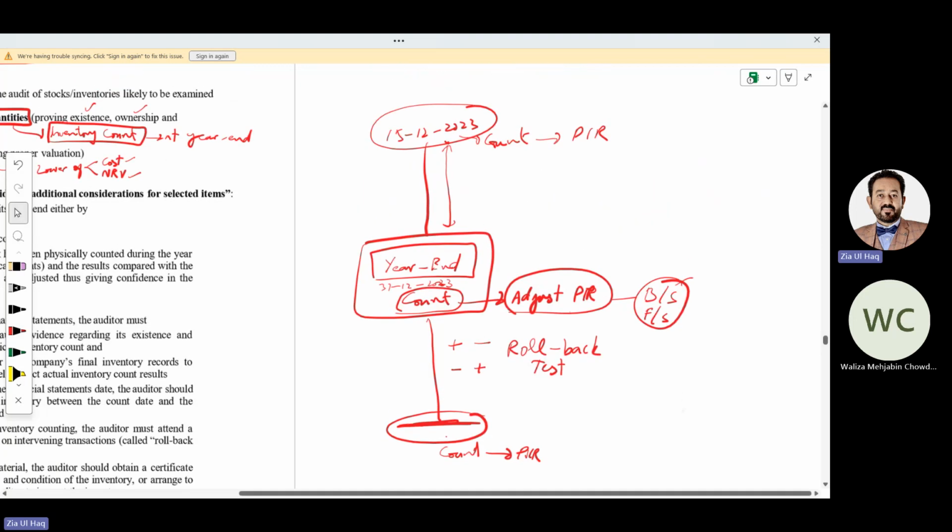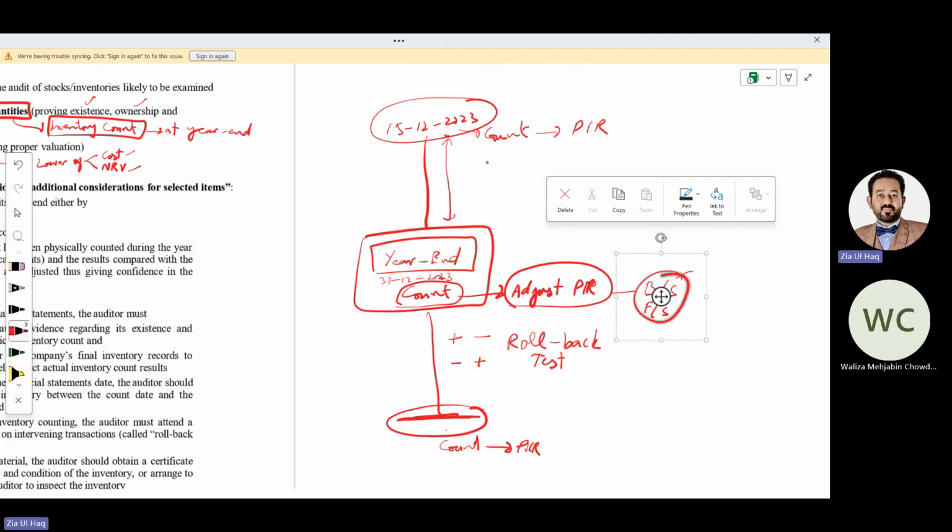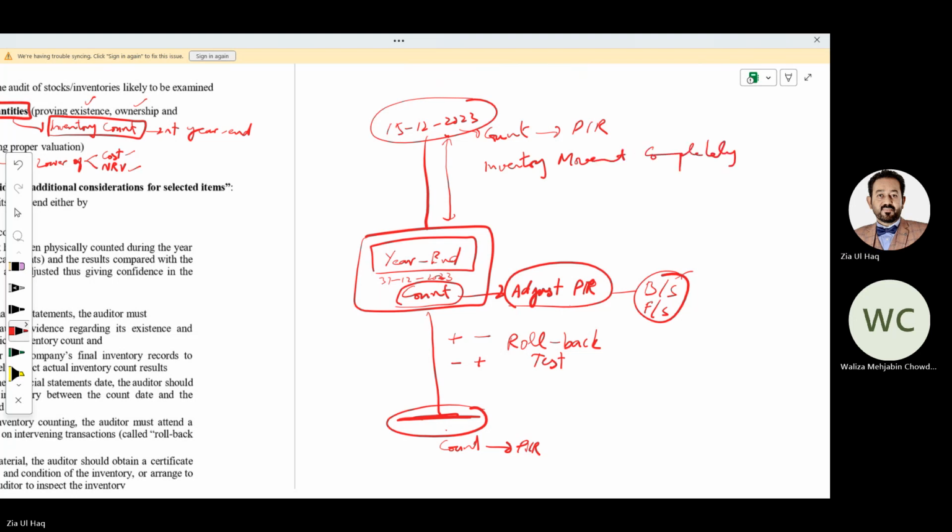And if count is performed before year end, we need to make sure against the count PIR is adjusted, and the inventory movement from count date to year-end date is completely and accurately recorded.